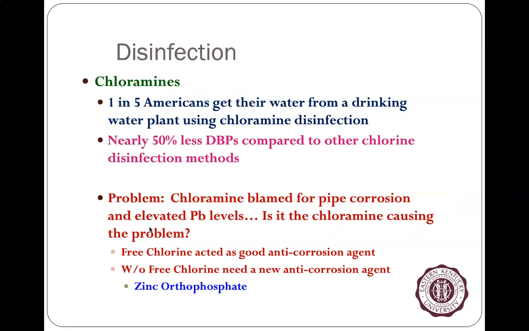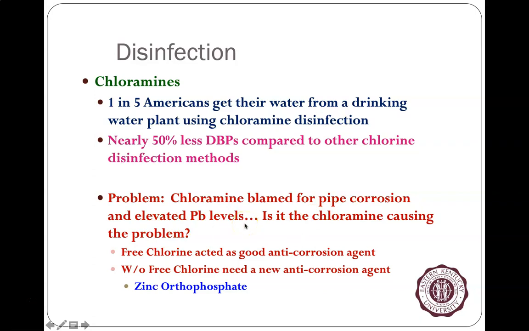Now here's a case study, a little bit of information at least. And I want you to know that about 20% or more of Americans get their water now from just chloramines, and they do produce less disinfection byproducts. However, that one scientist you may have learned about from one of those videos, Dr. Mark Edwards, he showed that chloramine was responsible for pipe corrosion in Washington, D.C. that resulted in elevated blood lead levels in people living in Washington, D.C.